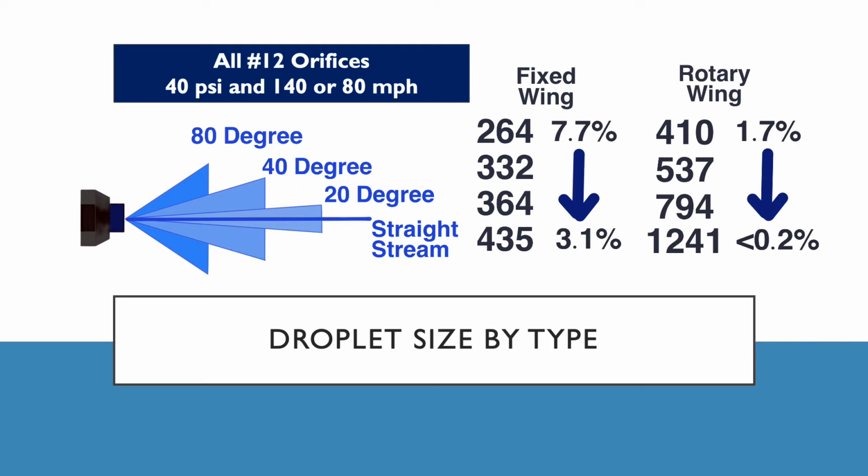Again, same trend with the rotary at the 80 mile an hour. As we go from the 80 to the 40 to the 20 to the straight stream, we see VMDs increasing from 410 to almost 3 times that, over 1200 microns. And again, our percent fines correspondingly dropping from 1.7% to less than 0.2%. So again, nozzle selection has a very, very significant impact on what your final droplet size is going to be.